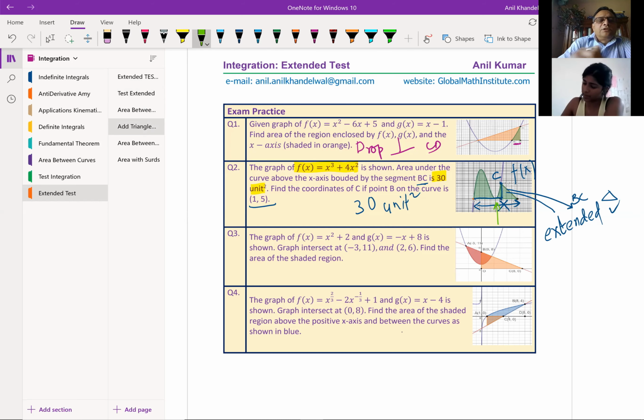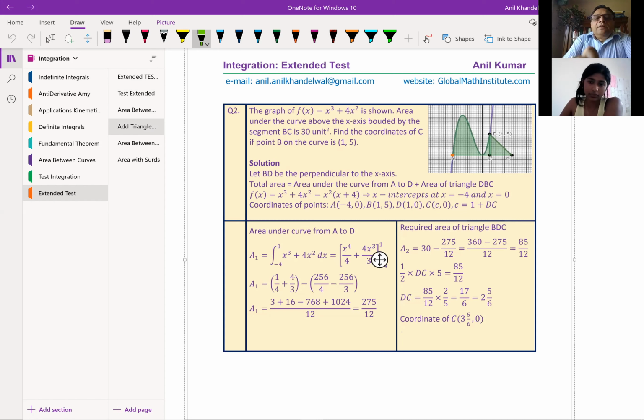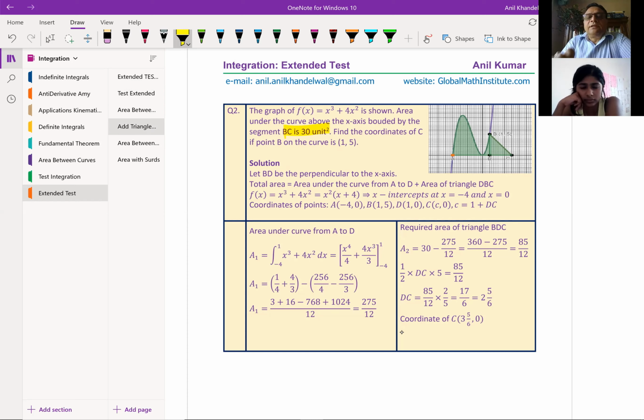So let's look into the solution of this particular question. Now again, the graph of f of x equals x cubed plus 4x squared is shown. The area under the curve above the x-axis bounded by the segment BC is 30 units squared. So I have given the full area of the shaded region, which is 30 units squared. All the green area is 30 units squared. Find the coordinates of C if point B on the curve is (1, 5). If we are given this point B as (1, 5), we have to find the coordinates of point C. Correct? So that's the question.